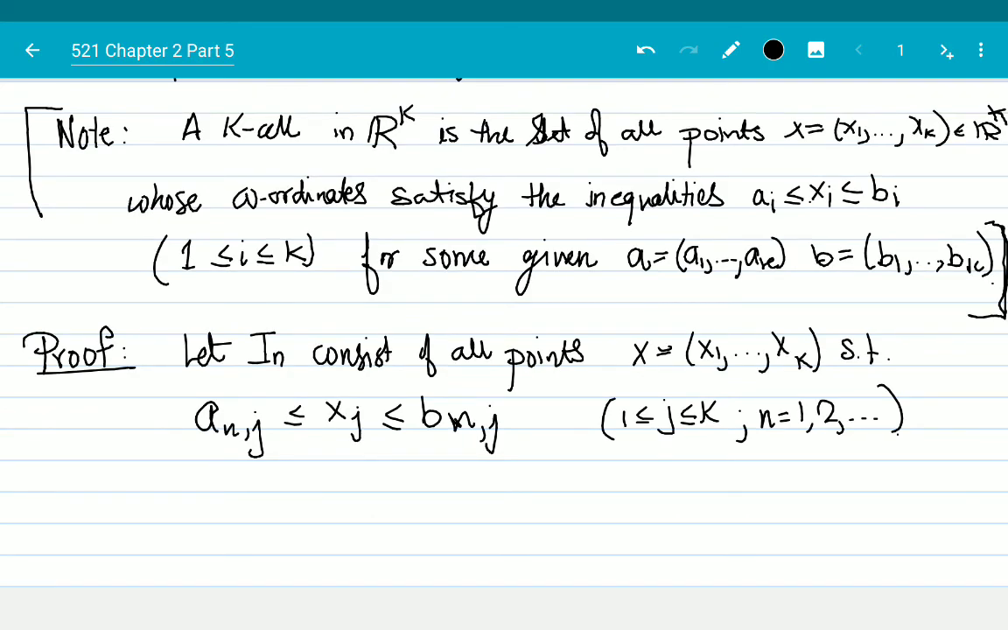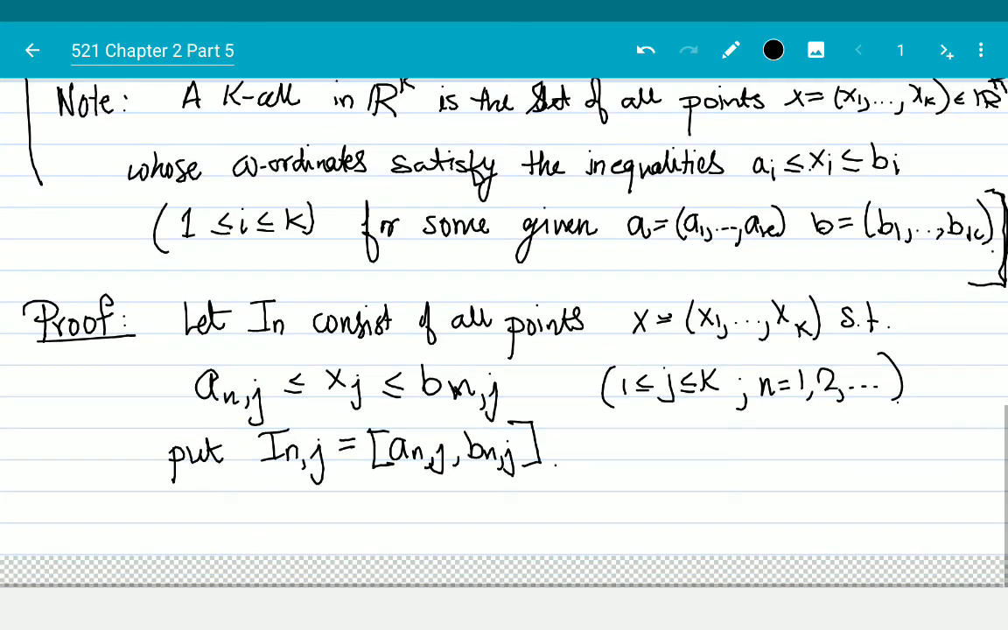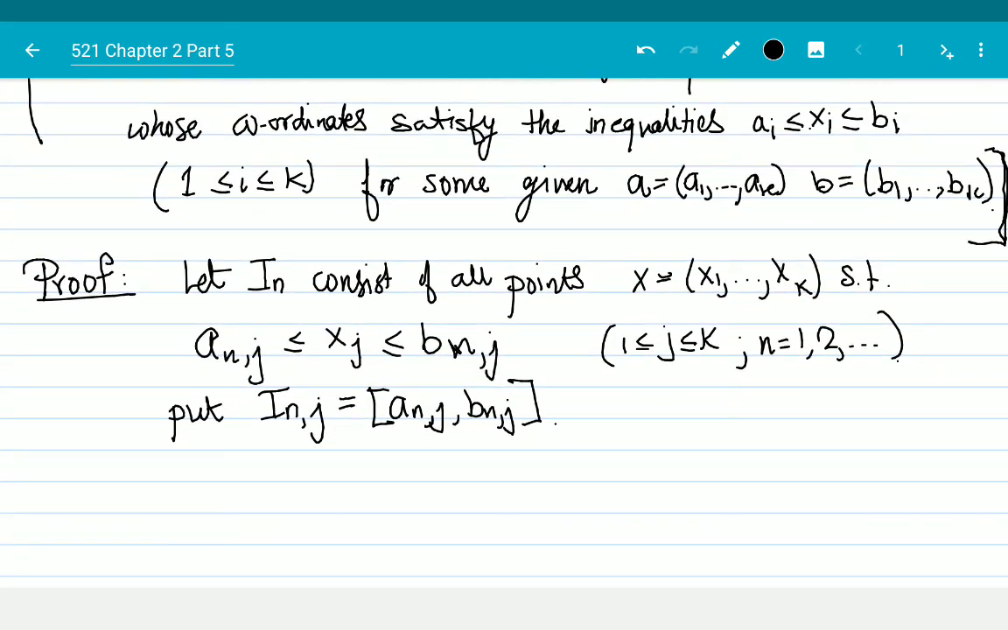And put I_{n,j} equal to the interval [a_{n,j}, b_{n,j}]. Okay, so basically you're looking at the product of these intervals, which are going to be these small squares.